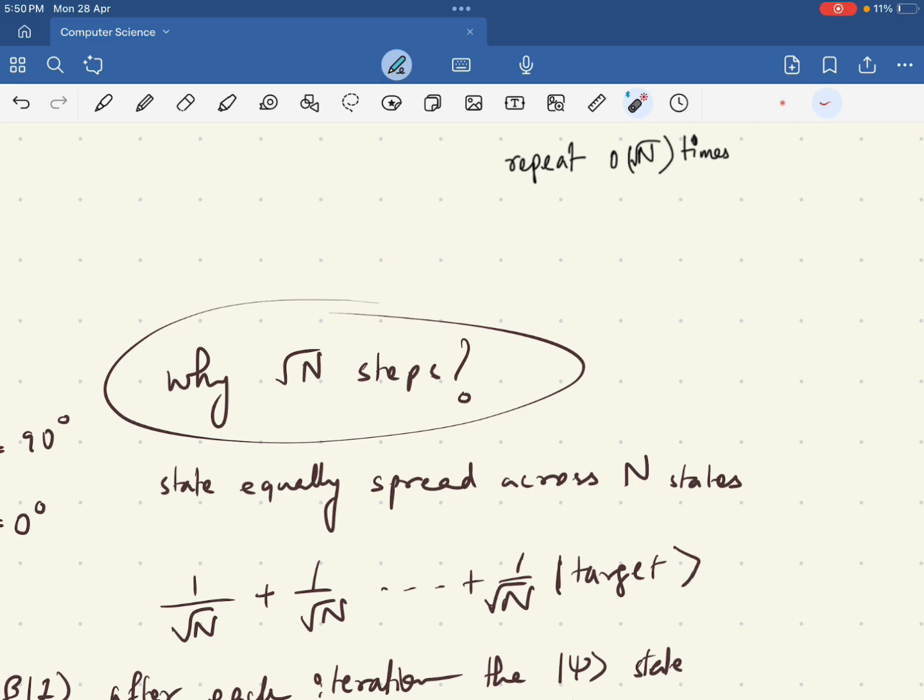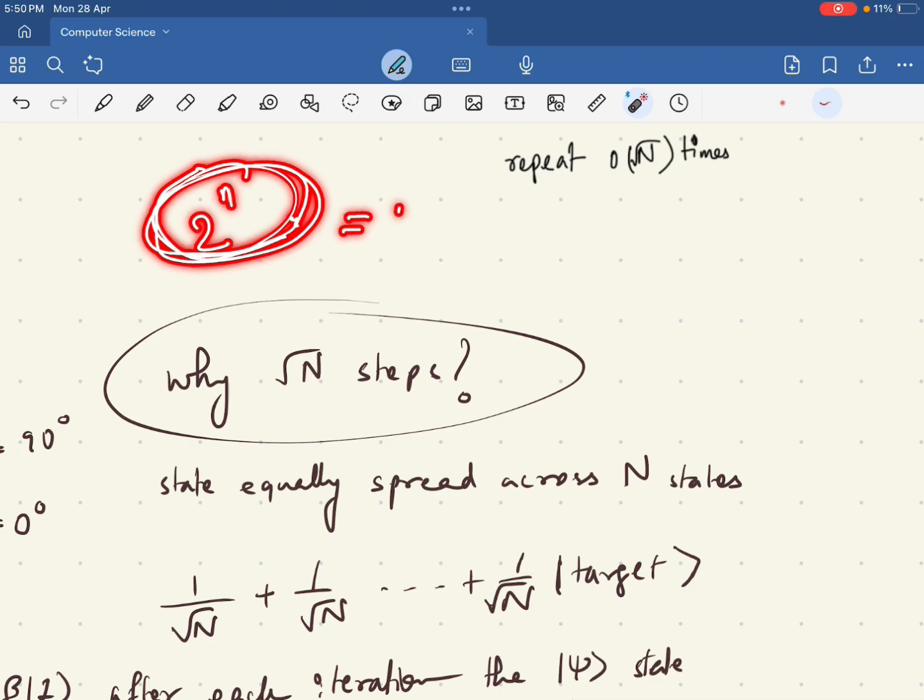Now, we also know that the capital N is the search space. That is the total number of elements we need to find, and the total number of basis states we have is also equal to 2 to the power n. 2 to the power n is the total number of basis states in an n qubit system. So 2 to the power n is exactly equal to N, which is the search space.